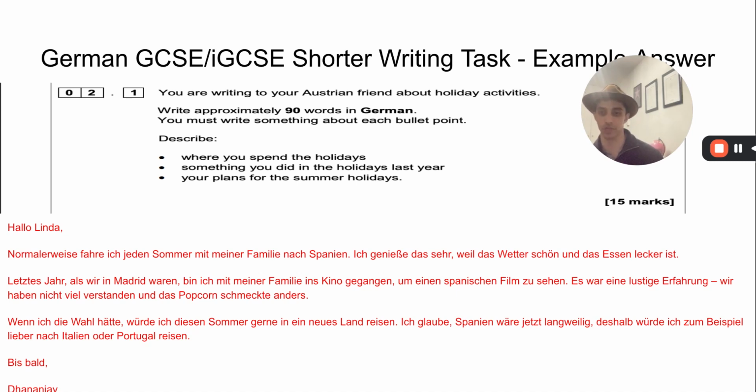And the same for the third bullet point. I've used subjunctive form, wenn ich die Wahl hätte, if I had the choice, followed by the conditional, würde ich diesen Sommer gerne in ein neues Land reisen. So again, just varying the language a little bit, so not showing off hugely, because that's not even necessary in the shorter writing task to get towards top marks.